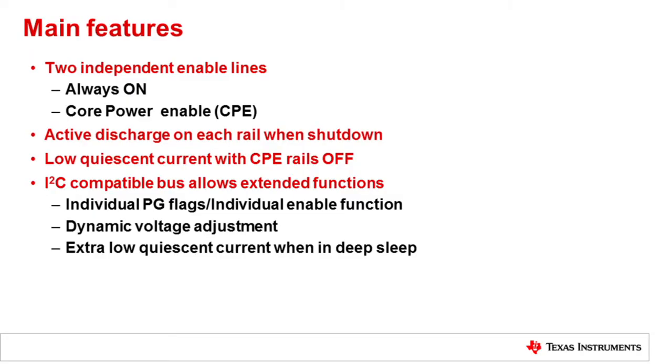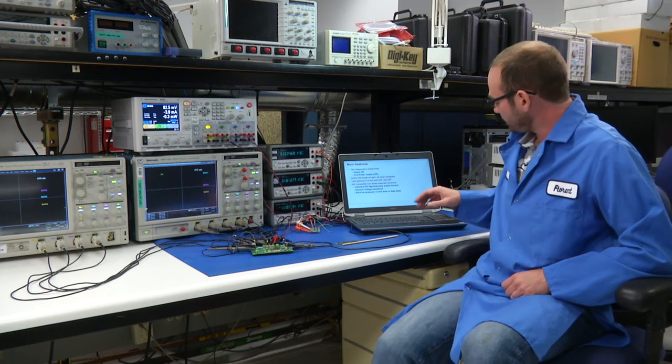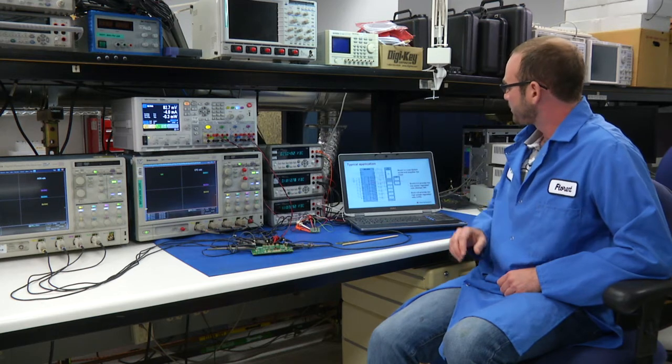The LM10692 has a light load operating feature for the idle mode to reduce the operating current, and also has an I2C compatible bus to access extended functions such as individual enable of the rails, individual power good monitoring, and dynamic voltage adjustment, among other features.